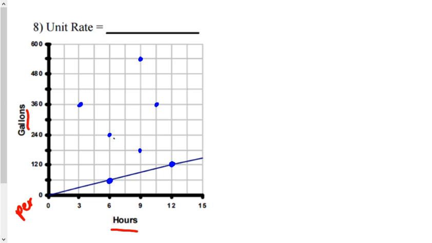Now I could also use this point here if I wanted to, but I generally tend to pick the smallest numbers I can, simply because it makes my math easier. Now you might use a calculator to do this, and that would be okay, or not. But either way, I would generally pick the smaller numbers to work with. And we're looking again for the number of gallons per hour.